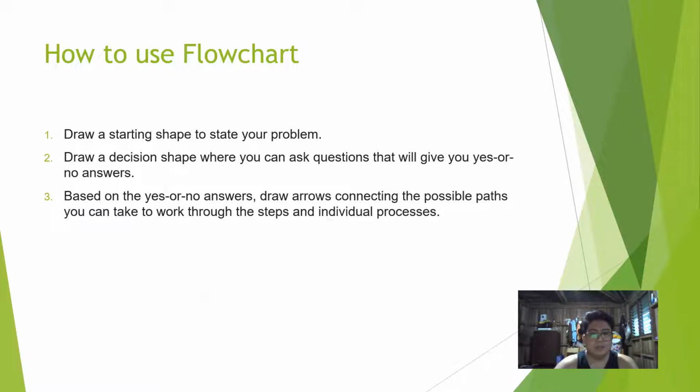Number one, draw a starting shape to state your problem. Number two, draw a decision shape where you can ask questions that will give you a yes or no answer. Number three, based on the yes or no answer, draw arrows connecting the possible paths you can take to work through the individual process steps.